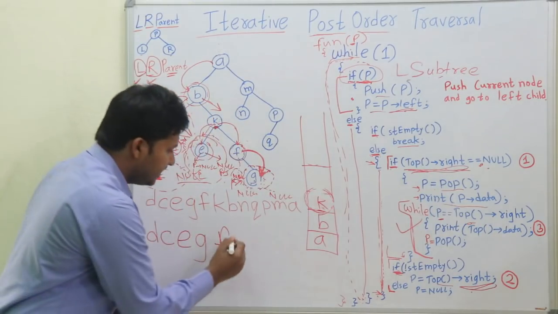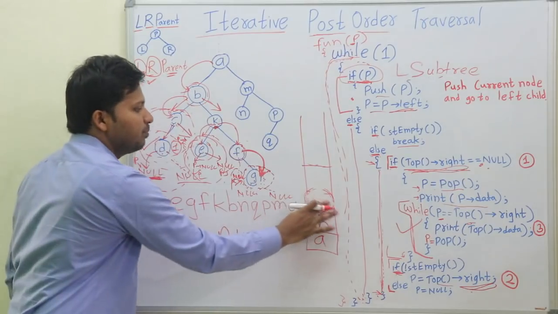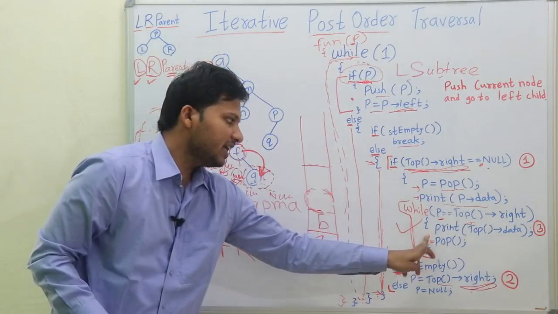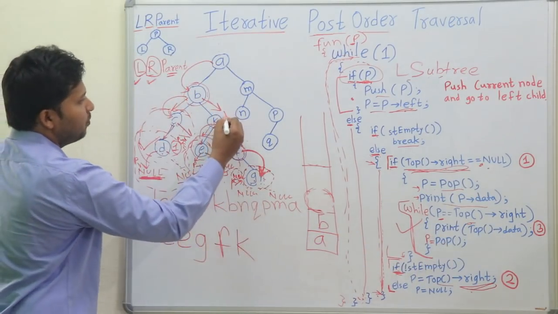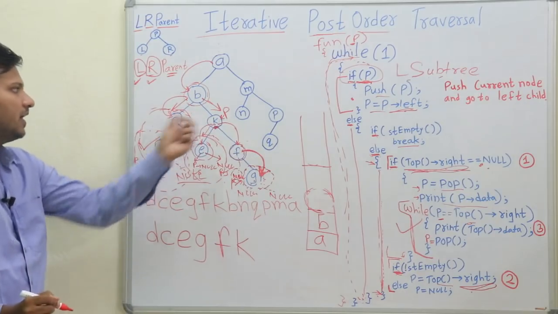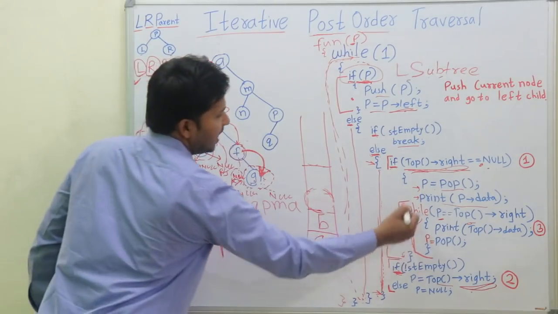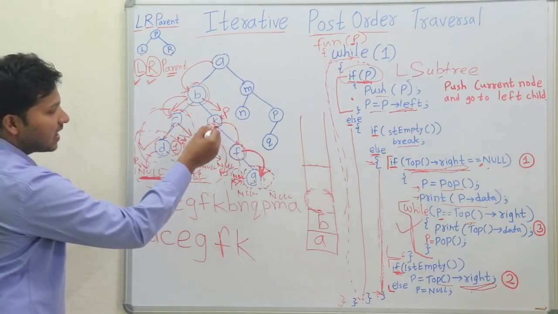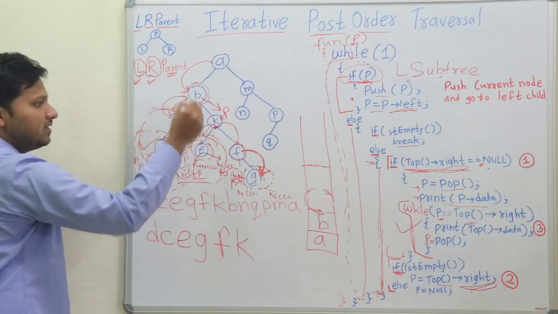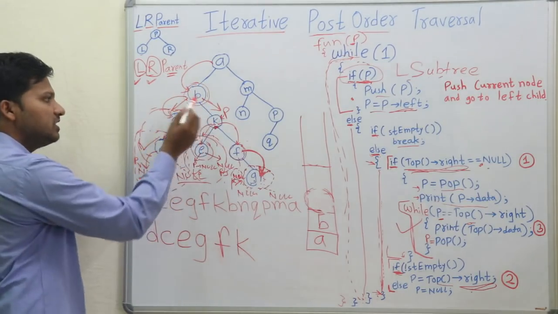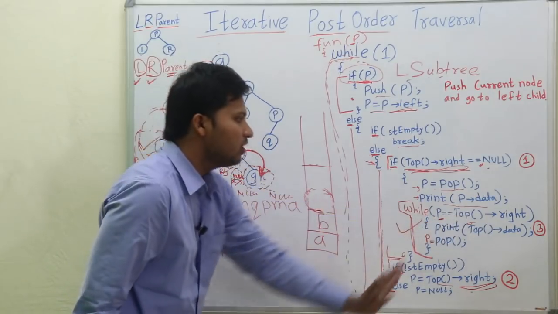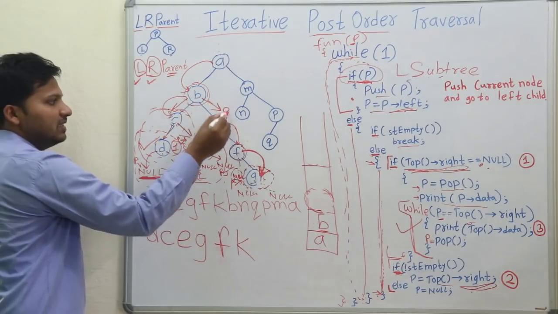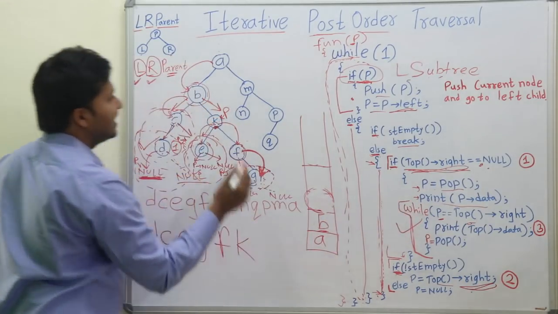So K is printed here and then it is popped. Now K is popped and P is assigned the popped node, that is K. So now P points to K. Again check while P equal to top points right, meaning we check whether K itself was the right child of its parent. Yes, it was. What is the top node here? B. The right child of B is K. So this condition is again satisfied.